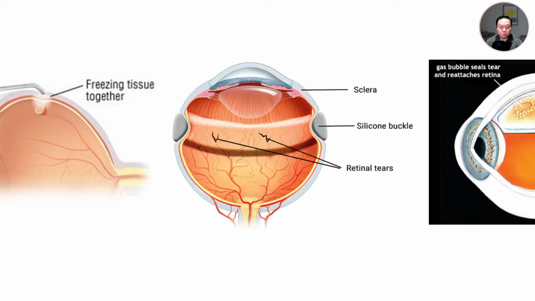So this is more of a silicone-based type of product. This is a surgical procedure with the application of a silicone band. It's placed around the eye to indent the wall of the eye, so it will relieve the traction on the retina. The purpose of this procedure is to allow the retina to reattach by pushing it against the underlying choroid. This is also combined with other techniques or surgical procedures, such as laser treatment or cryopexy.